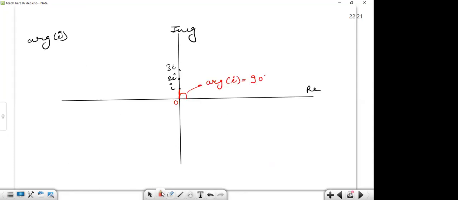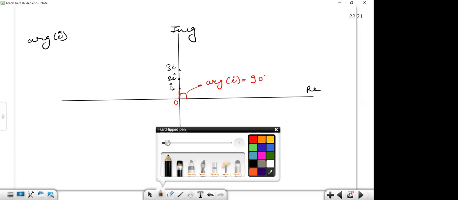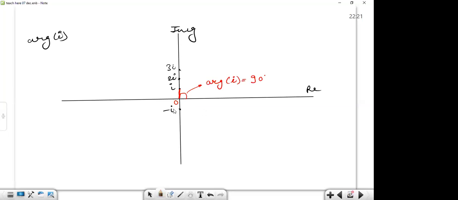Let me ask one more question. It's not contextual to the question, but still: minus of iota. Now what is this angle? This is in the clockwise direction. What angle is this? Minus 90 degrees.